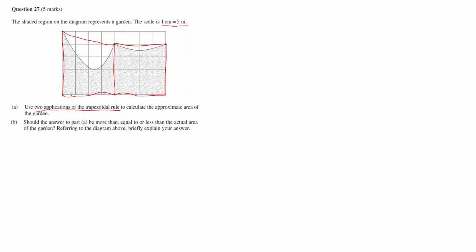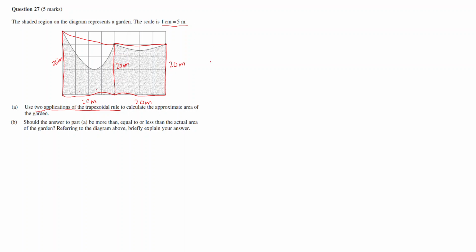So every box represents 1 centimeter. There are 1, 2, 3, 4 boxes, so this is 4 multiplied by 5, which is 20 meters. Again, there are 4 boxes, 20 meters. Here there are 1, 2, 3, 4 boxes, 20 meters. Again 20 meters. And here there are 5 boxes, 1, 2, 3, 4, 5, so 25 meters.